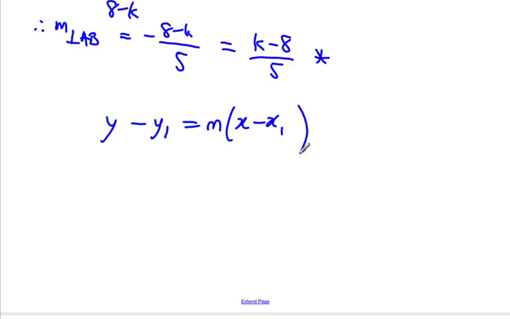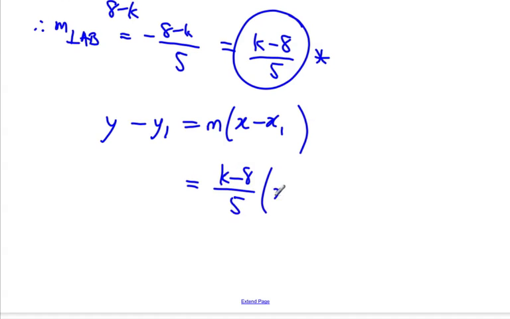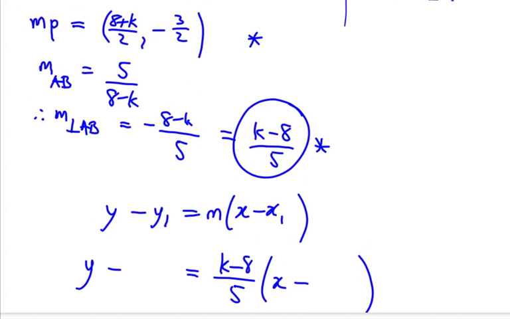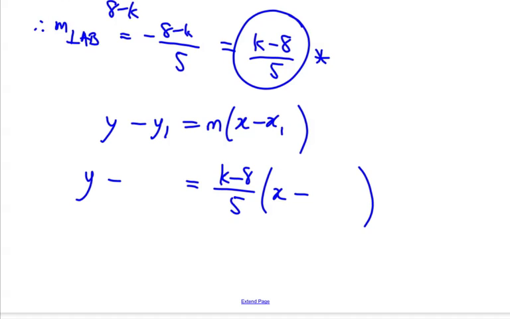That guy there is our gradient, so let's put that in: k minus 8 divided by 5, times x minus x1. And over here we've got y minus y1, where x1, y1 is our midpoint from back here. So we put 8 plus k over 2 in for our x, and we put negative 3 over 2 for our y. Okay? So 8 plus k over 2 goes here.